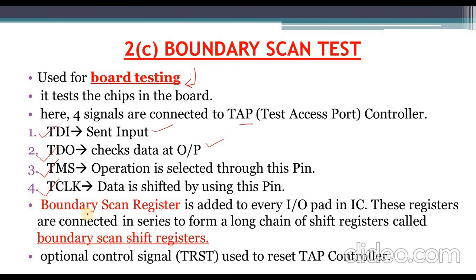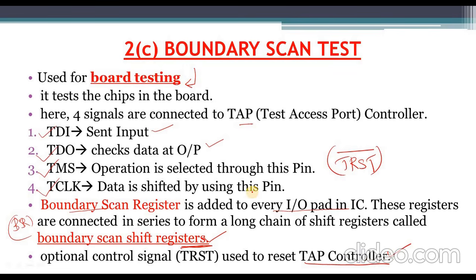Okay, so the next one is the boundary scan register. In boundary scan testing, we are going to add the boundary scan register, that is BSR. The boundary scan register is added to every IO pad in the IC. These registers are connected in series to form a long chain of shift registers, called the boundary scan shift register. Here the optional control signal, that is the test reset, is used to reset this particular test access port controller.